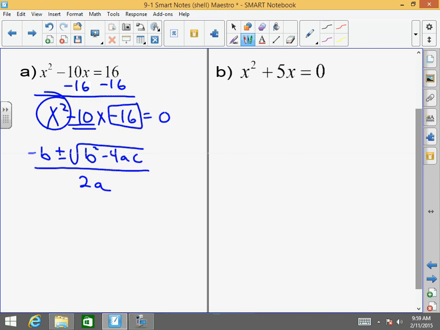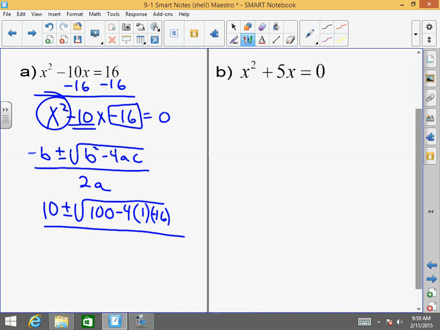So in this case, it would become 10 plus or minus the square root of negative 10 squared, which is 100, minus 4 times a, which is 1, times c, which is 16, negative 16, over 2 times a, which is 1. Now, of course, you can use a calculator or you can simplify the radical. Really depends on the teacher and the type of test you're taking. On the SAT, they're going to want a simplified radical.